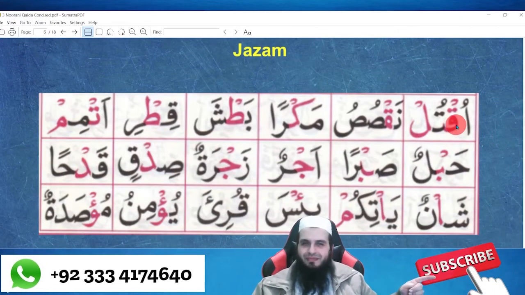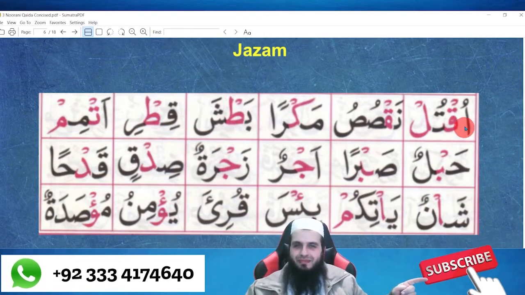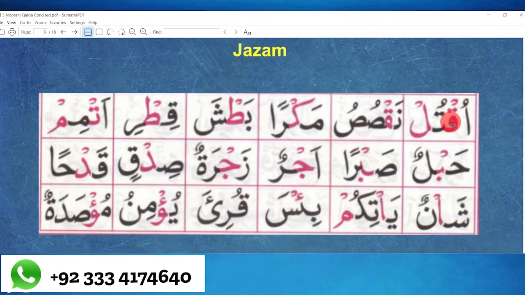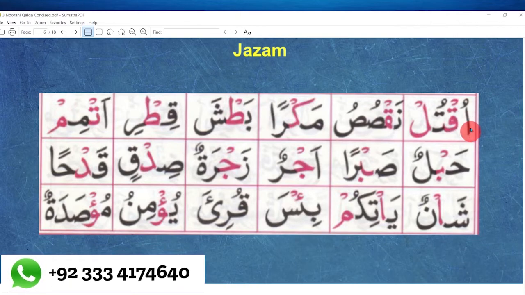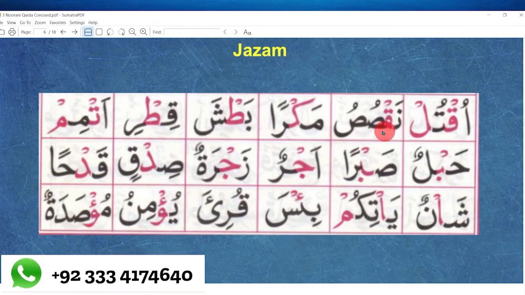Alright. If a letter has a jazm on it, we have to connect the previous letter with that letter. So it will be like this. Uqatul. So Hamza pesh qaf uq, ta pesh lam tul. Uqatul naqasusu makran batosha qitri at mim.